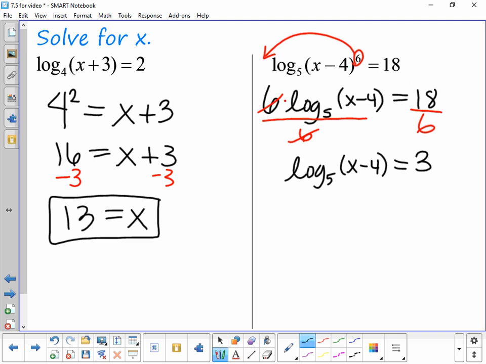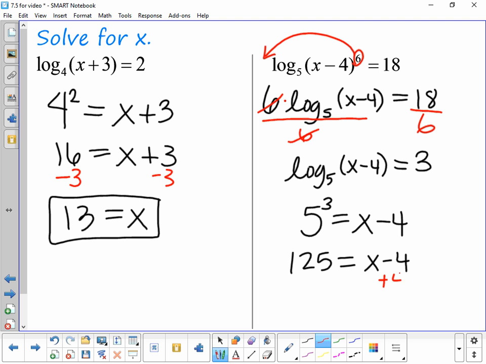We can rewrite it as an exponential. It will be 5 raised to the 3rd power is equal to x minus 4. Well, 5 to the 3rd power is just a number. 5 to the 3rd power is the same as 125. So that's equal to x minus 4. And then finally, we can add 4 to find the solution that 129 is equal to x.